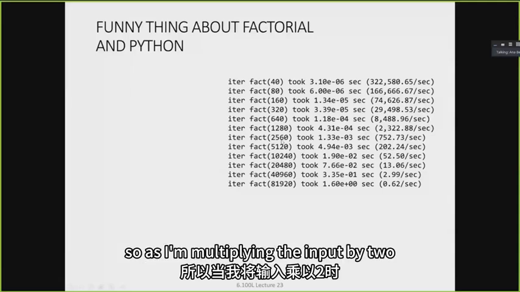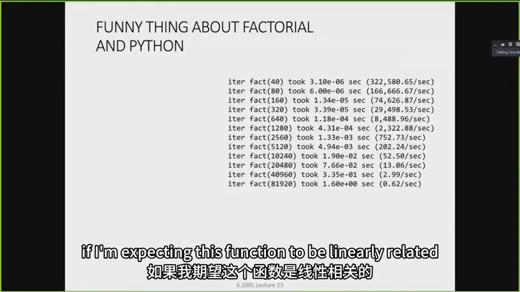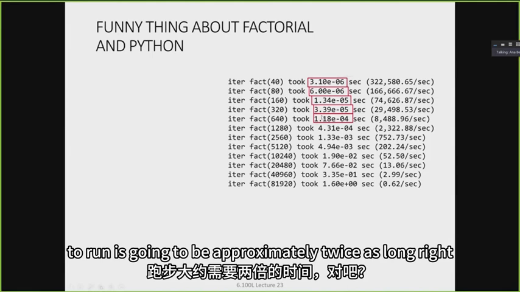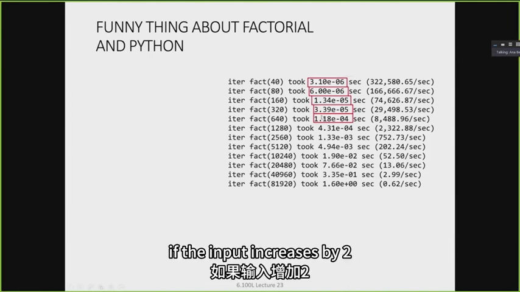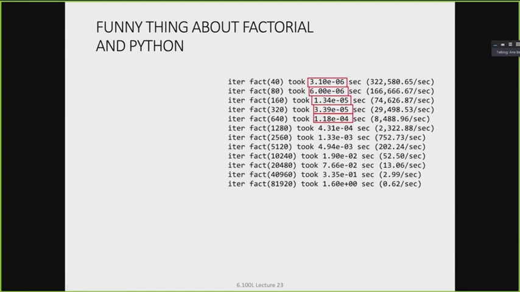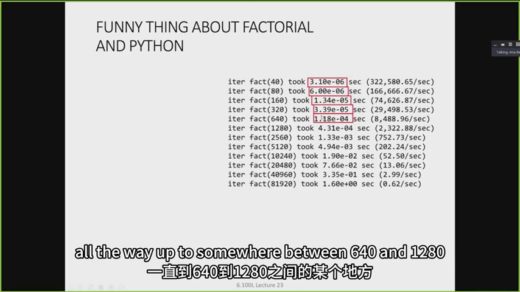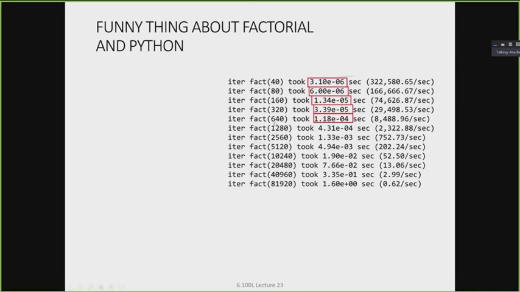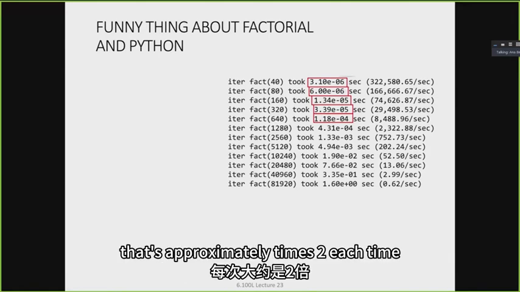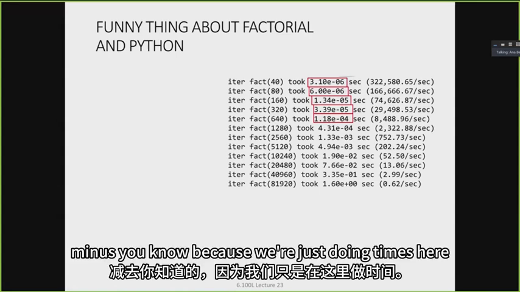So as I'm multiplying the input by 2, if I'm expecting this function to be linearly related to the input, I'm expecting that the time this function takes to run is going to be approximately twice as long. If the input increases by 2, the time it takes for this program to run should just increase by 2 as well. And it does. It does all the way up to somewhere between 640 and 1280. So if we do the math, that's approximately times 2 each time.